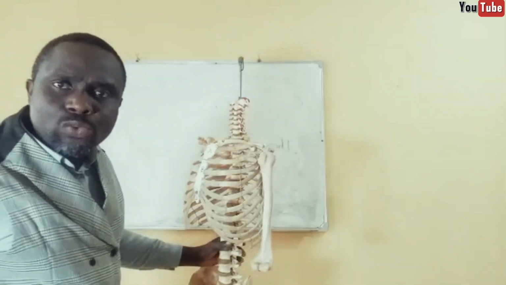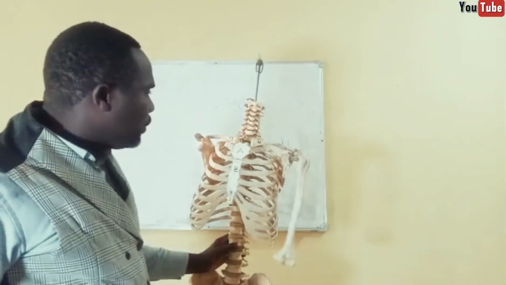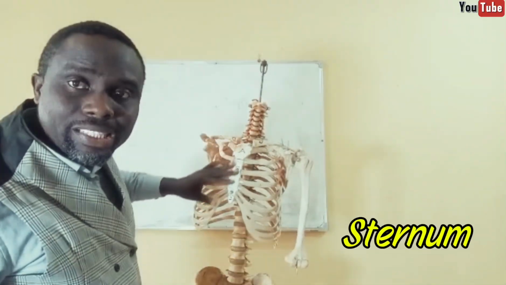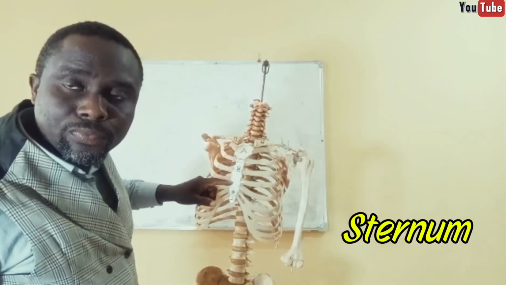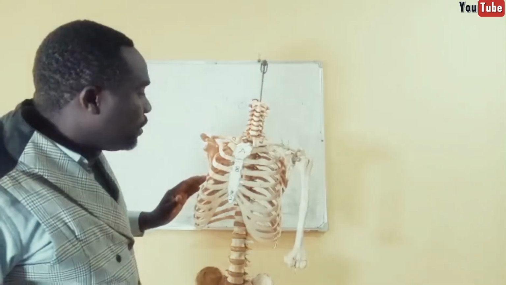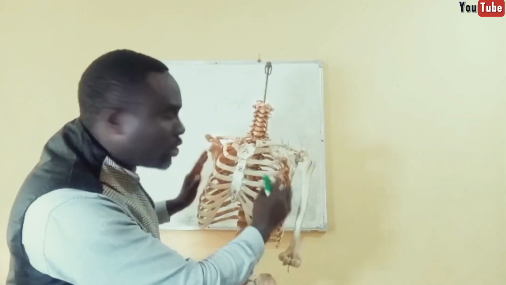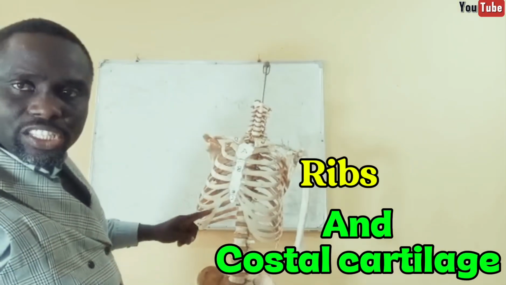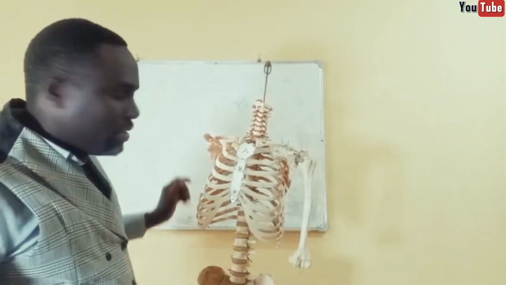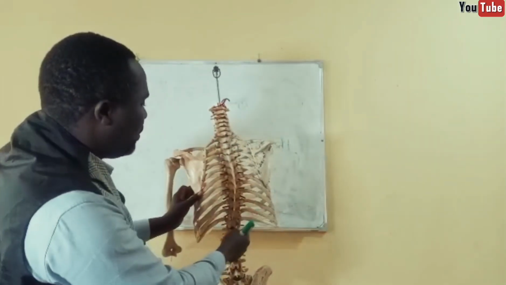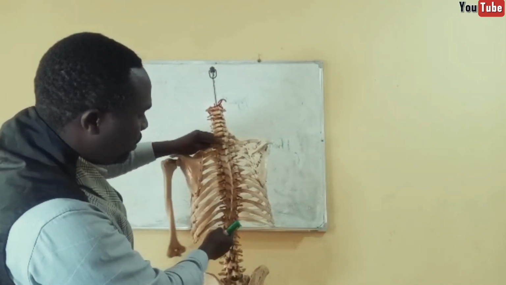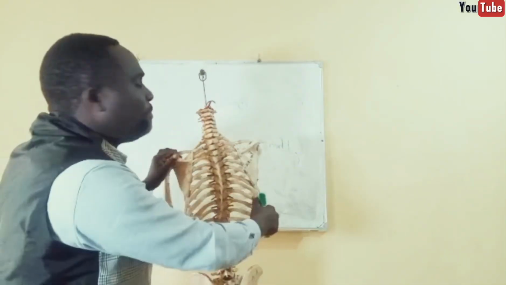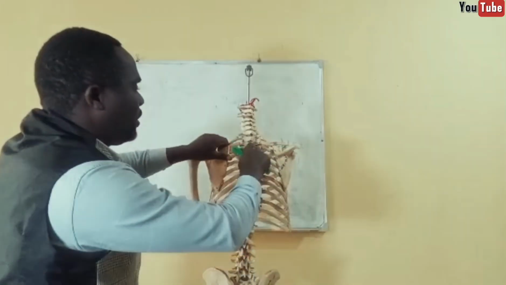Now, so what are the borders? Quickly, number one, you must know that this is bounded anteriorly by the sternum, or what we call the breastbone. It is bounded anterolaterally by the ribs and the costal cartilages that are attached, and then bounded posteriorly by the 12th thoracic vertebra. So these are the 12 thoracic vertebrae.